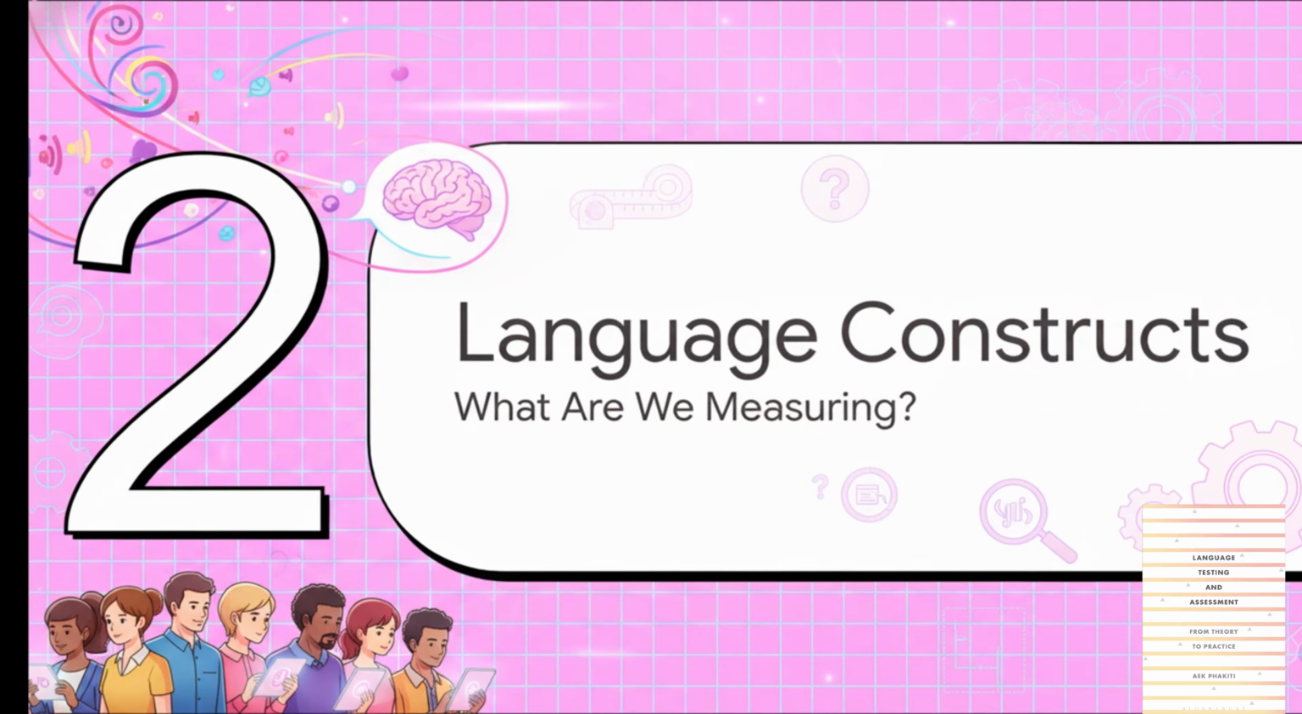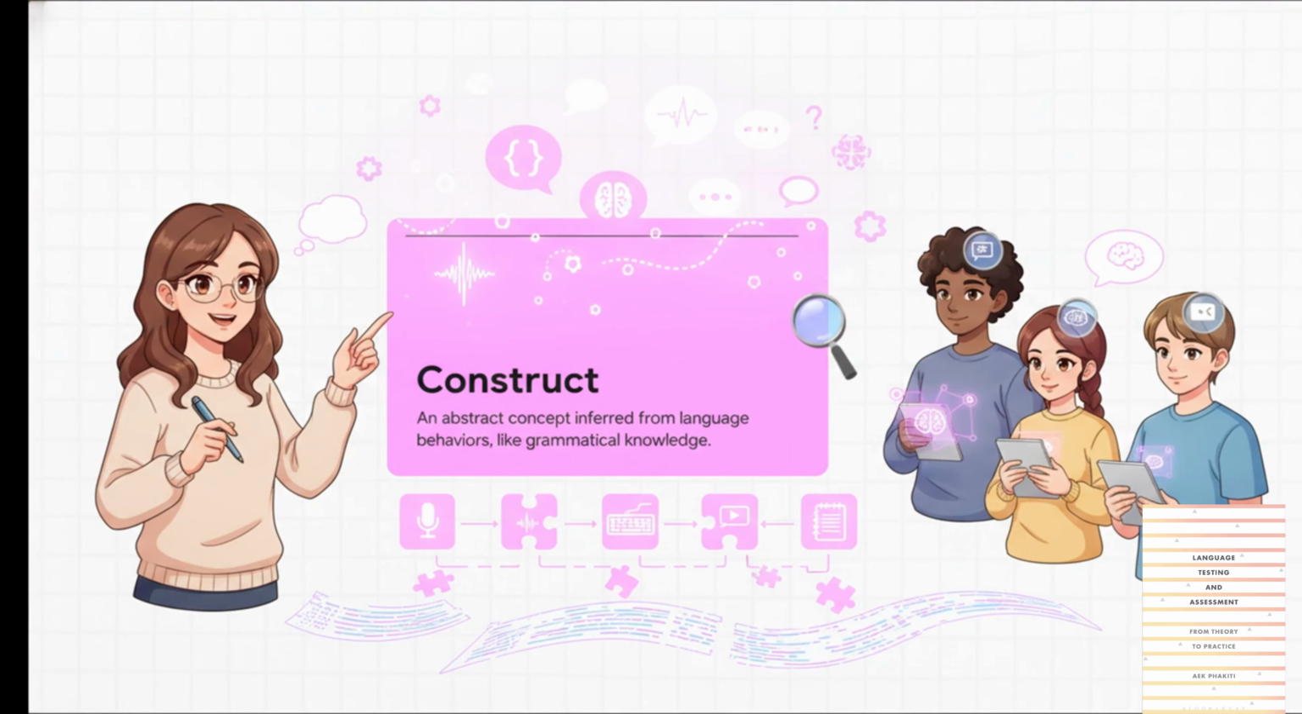Moving right along to part 2, defining the language construct. So what exactly are we trying to measure? Well, in the field of language assessment, we're trying to measure a construct. Yeah, I know, it sounds like heavy academic jargon, but it's actually a super fascinating concept. A construct is simply an abstract idea that you literally cannot observe directly.